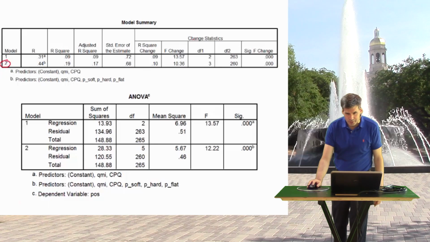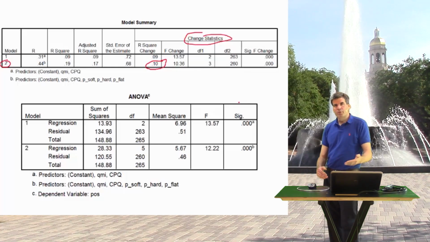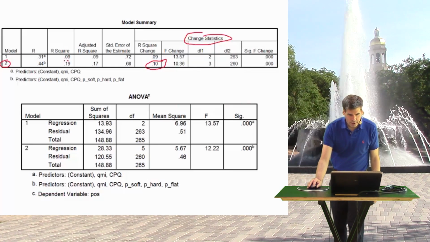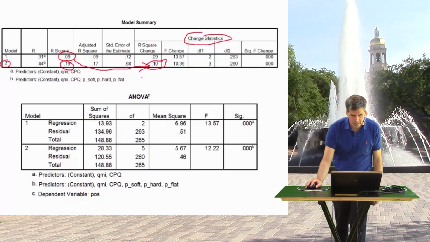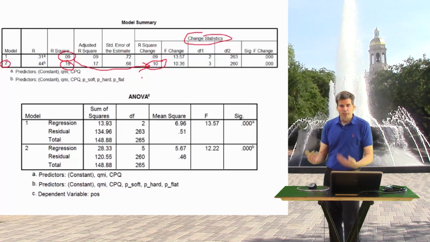So for Model 2, change statistics, right here, this R-squared change tells us how much Model 2 increased over and above Model 1. And we just saw that. We take 0.19, that's what we had in Model 2, minus 0.09, and we see we've increased by 10%. We've explained an additional 10% of the variance when we added our 3 emotion variables.